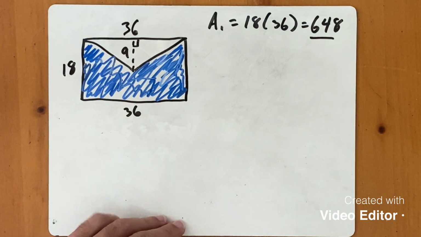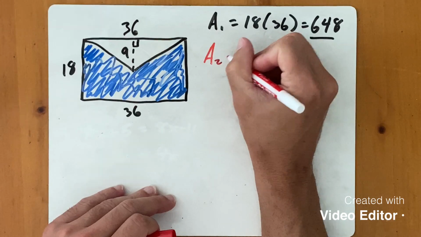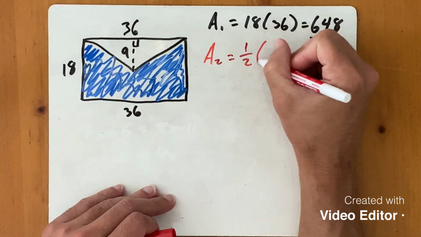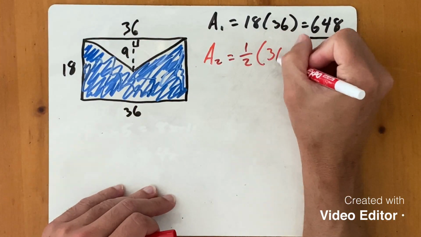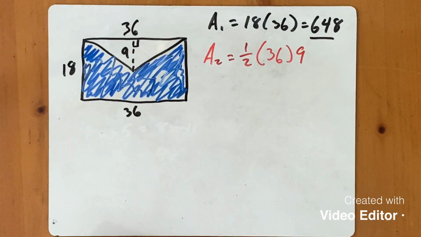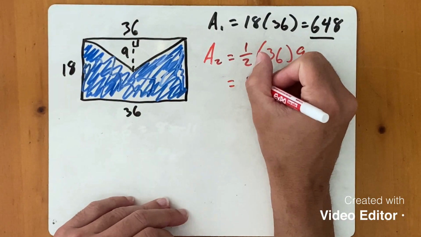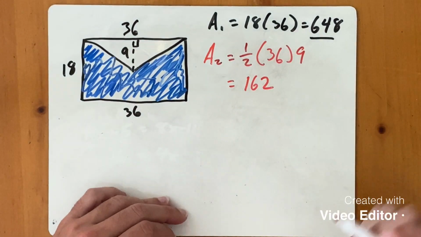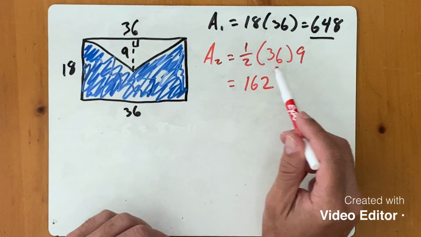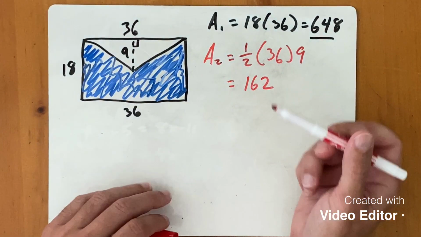So the area for the triangle, we'll do that in a different color, is going to be 1/2 base times height. So the base is 36 and the height is 9. I'm going to put that into my calculator, and that'll end up giving me a value of 162 square units. So now I want to exclude that triangular shaped portion from the whole thing, and that'll leave me what's left.